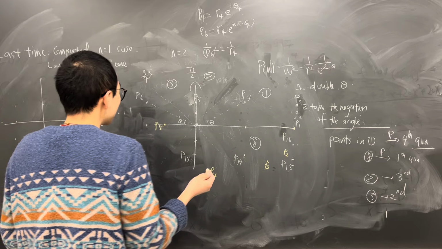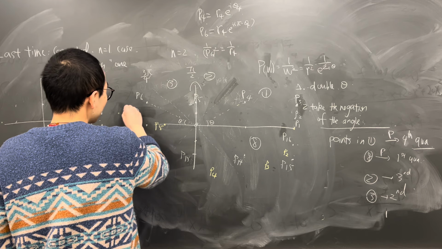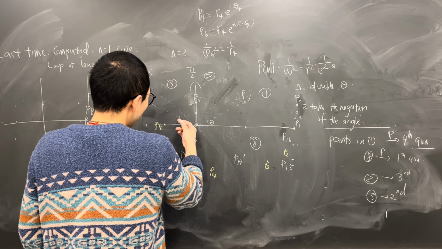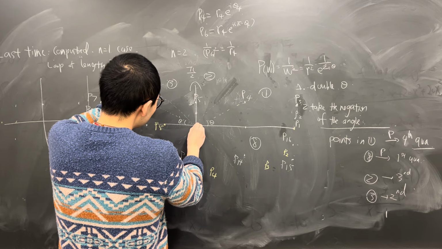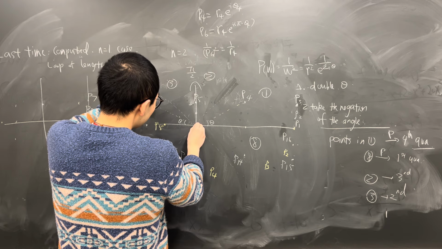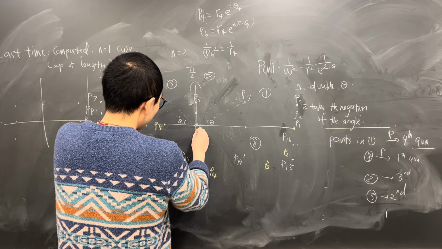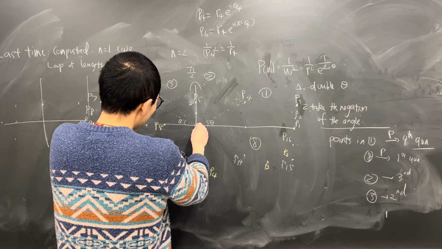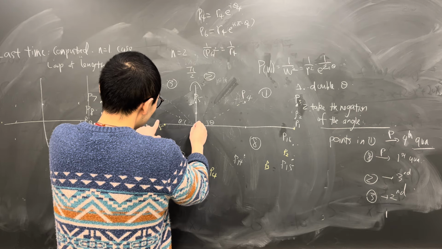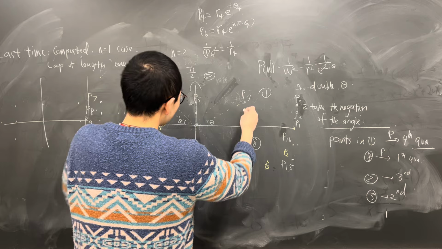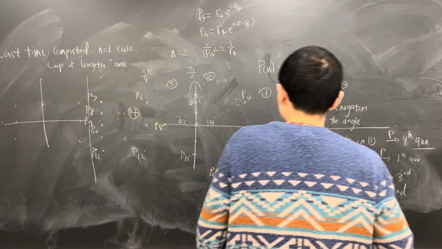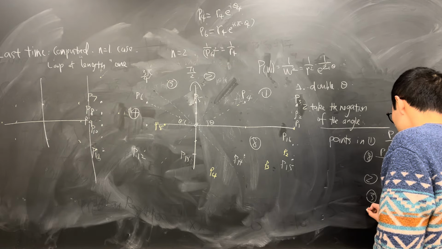And then let's say 4, if you take a doubling, this side gets mapped to here, and this side gets mapped to here. So after a reflection, it goes back to the first quadrant.